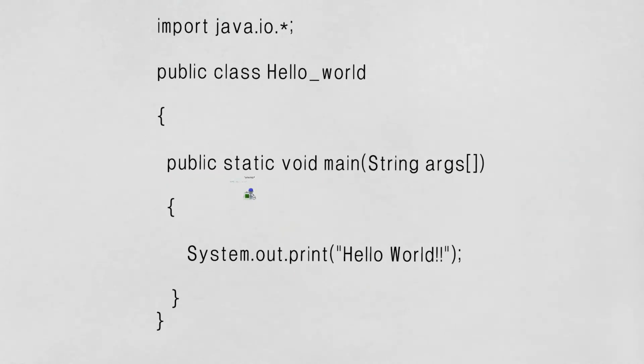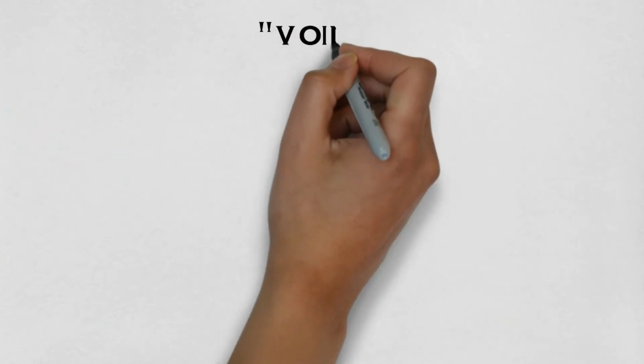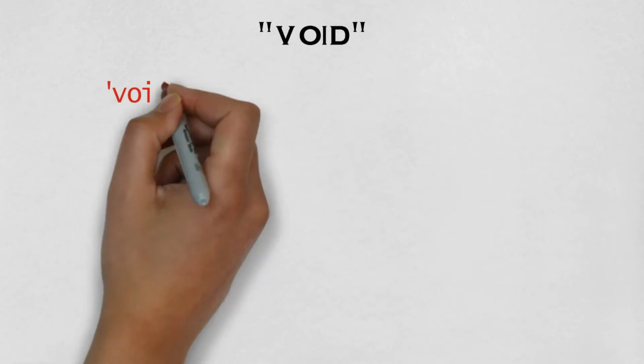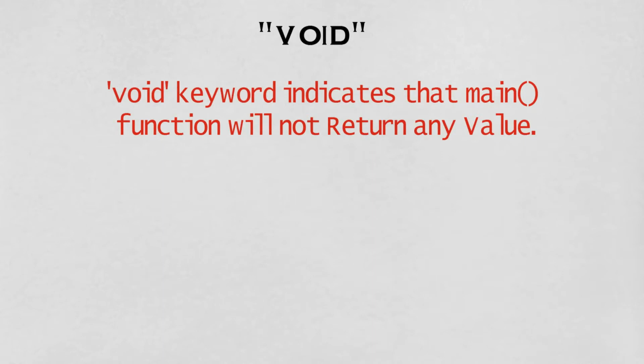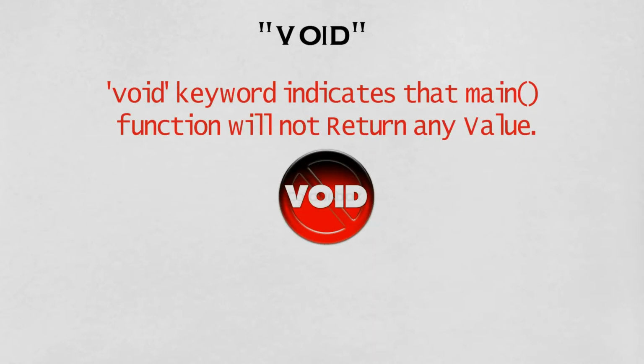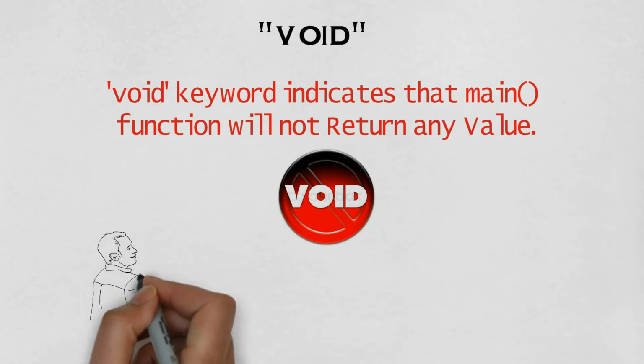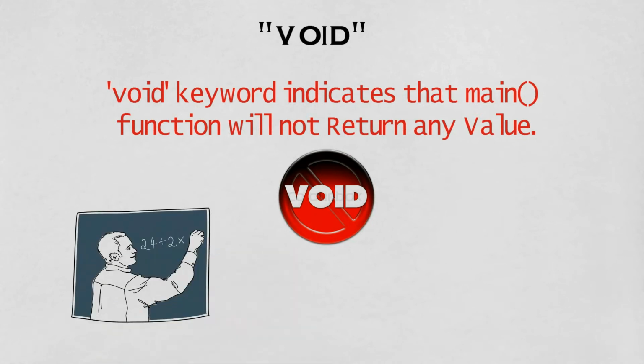Let's move on to the next term, void. Void indicates that main will not return any value. For example, if you are in a class and a teacher is teaching you and you are not paying any attention, then you are not returning any response or any value to the teacher who is teaching.